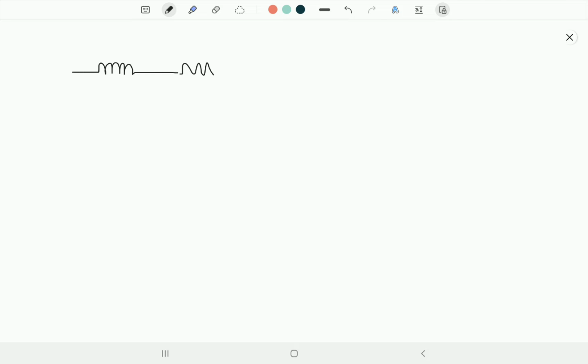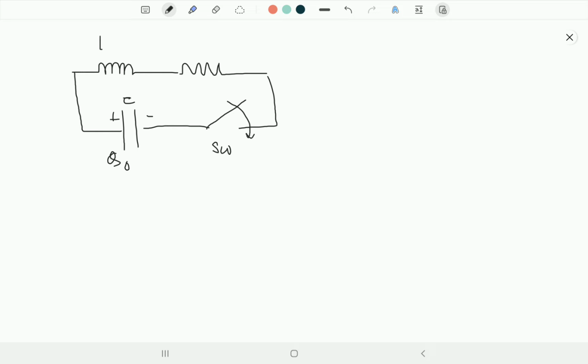So here is L, R, and C. This is a switch. It is having a charge of Q naught plus minus. This is having a capacitance of C. It is an inductor of L and a resistor R. Now we have to write the equation for this loop.